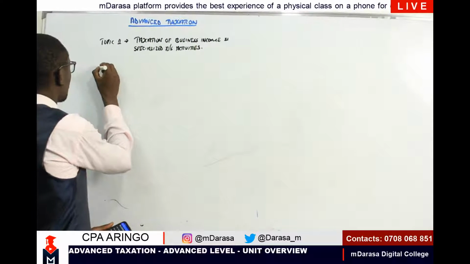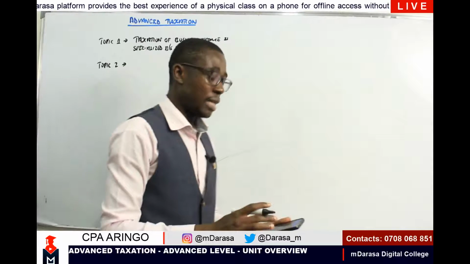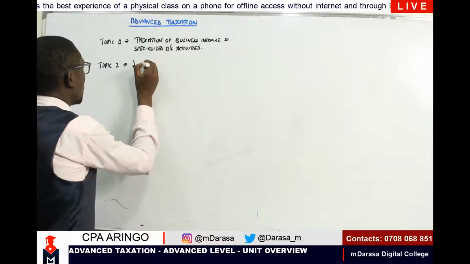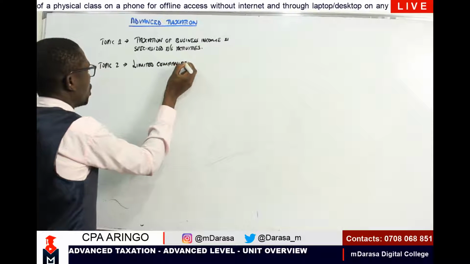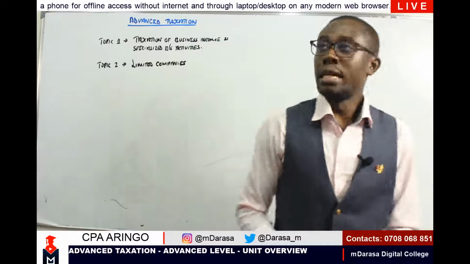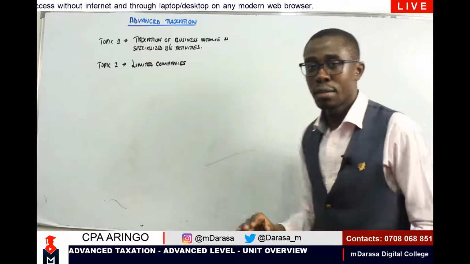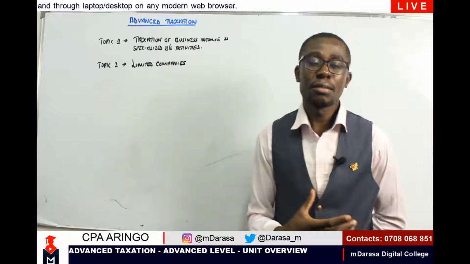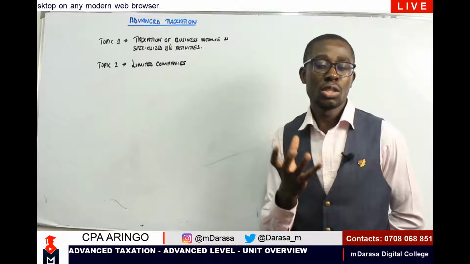What about topic number two? Topic number two, we will be expected to cover limited companies. Initially, if you were to talk of the previous syllabus, under taxation of business income, limited company was also included there, which I think was topic number five. But under this revised syllabus, we will be expected to look at limited company as a topic on its own.